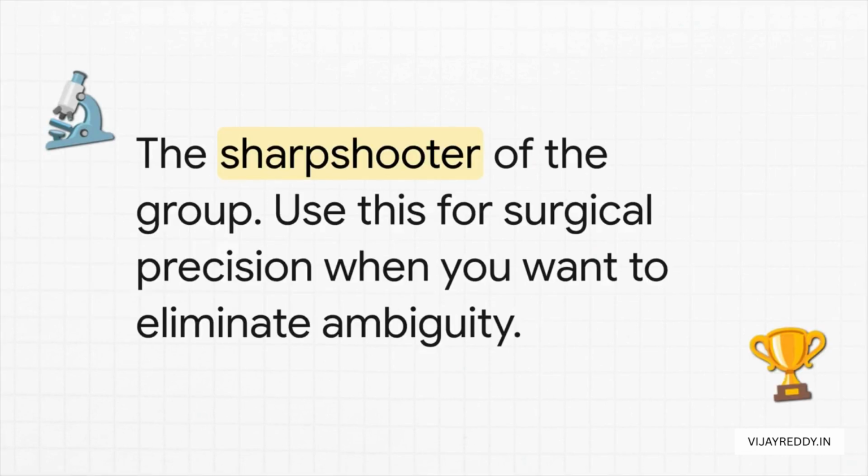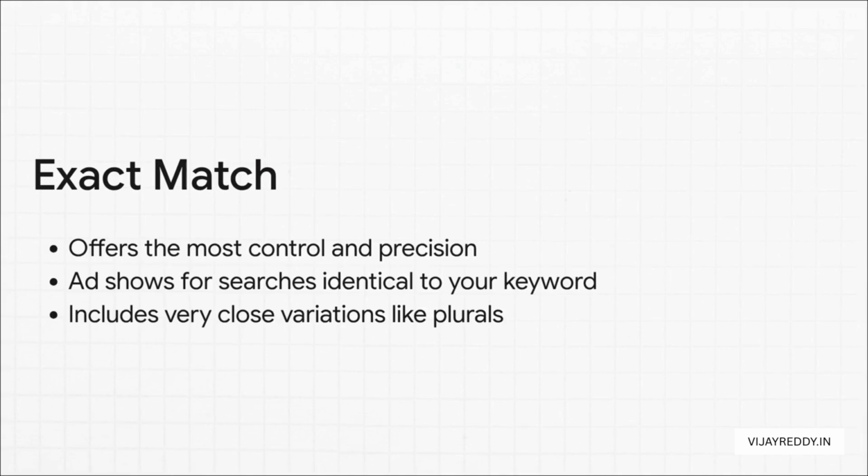And finally, we have the sharpshooter of the group. Exact match. When you need surgical precision and you want to eliminate as much guesswork as possible, this is definitely the tool you want to use. Exact match offers you the absolute highest level of control. Your ad is only going to show when the search is essentially identical to your keyword. Now, Google does allow for some very close variations, think plurals or simple rephrasing, but the core search has to be the same. This is for when you know exactly what query you want to capture.